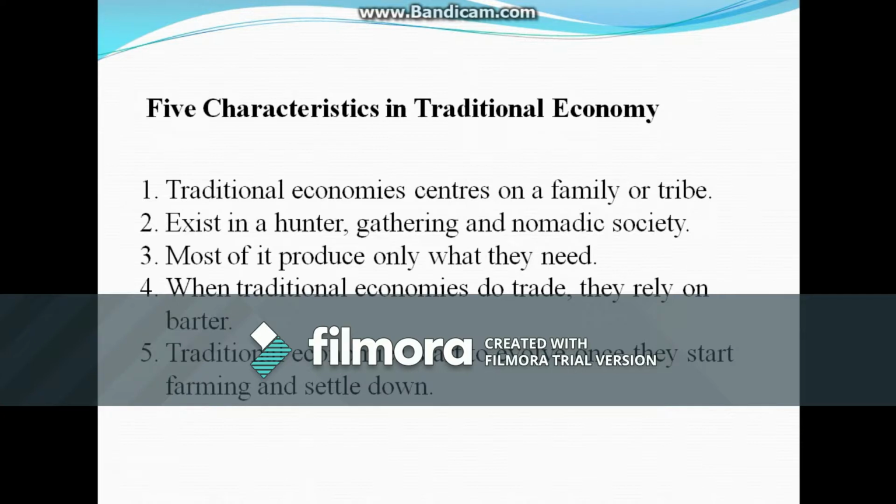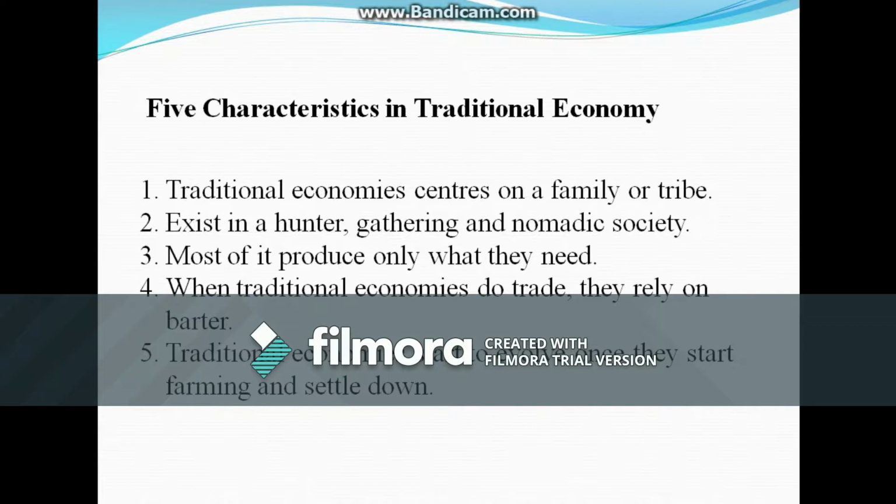Third, traditional economies produce only what they need. There is rarely surplus or leftovers. That makes it unnecessary to trade or create money. Fourth, when traditional economies do trade, they rely on barter. It can only occur between groups that don't compete.